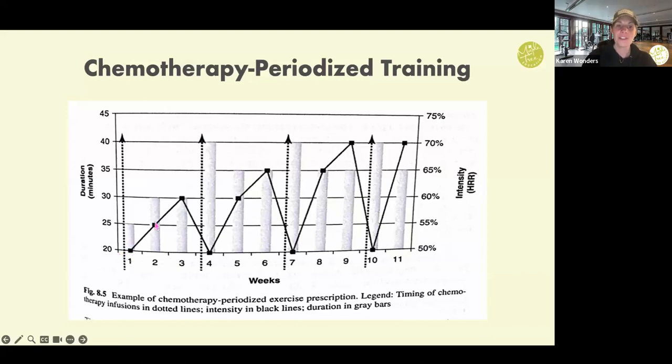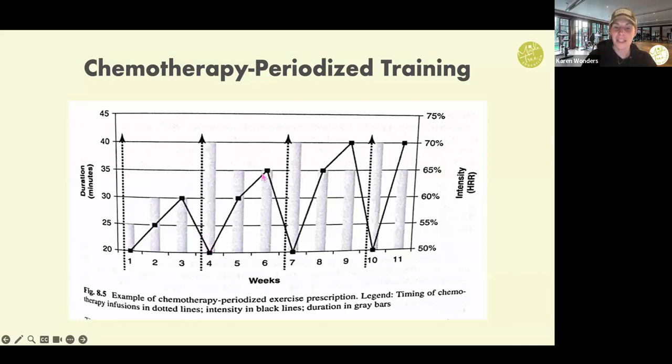And then week two, as their symptoms improve, we can progress the exercise program. Week 3, their symptoms have improved even more. We can progress even further. And then week 4, they've received chemotherapy again. So we know that's going to be a bad week. So we bring it back down again.